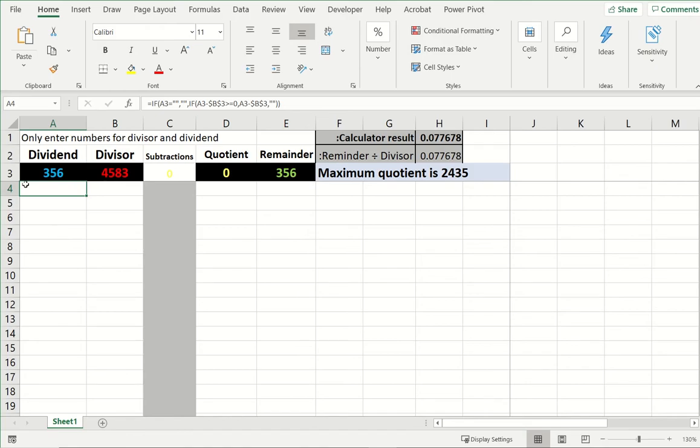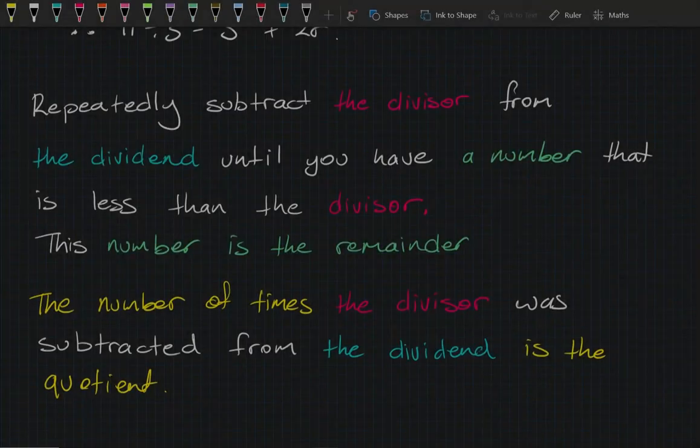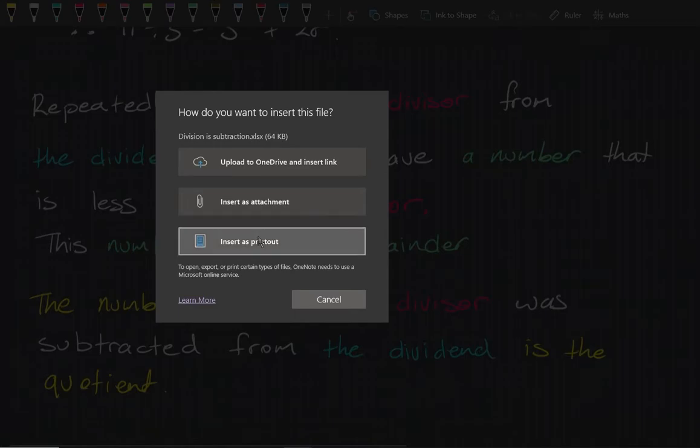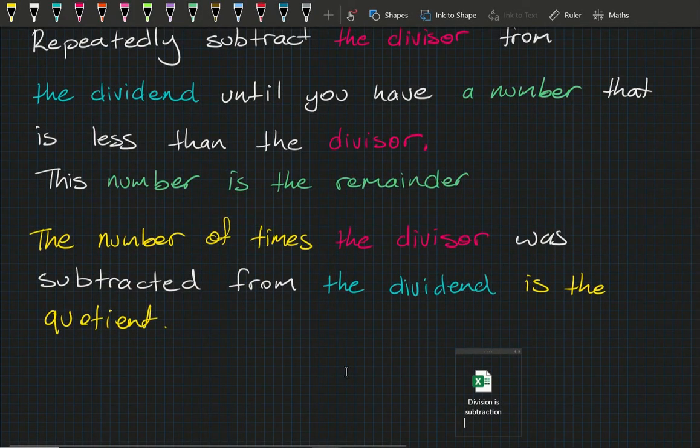All right, let's go back to OneNote. Now that we're back here in OneNote, I'm going to drag in a copy of that file. Okay, and that's named division is subtraction. And you can use that yourself to try out anything you'd like.